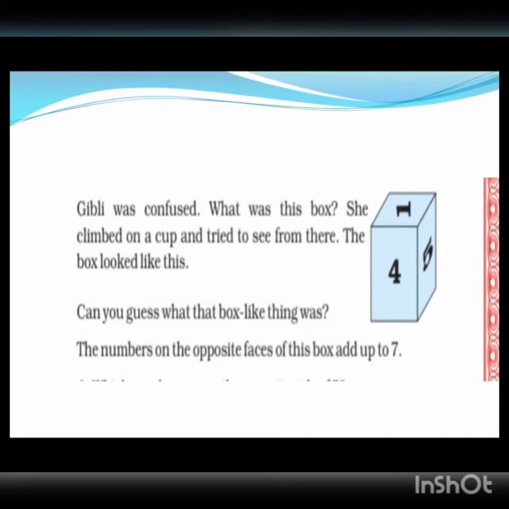Ghibli was confused. What was this box? She climbed on a cup and tried to see from there. The box looked like this. Can you guess what that box-like thing was? One hint is given. The numbers on the opposite faces of this box add up to 7. Yes, now you know the answer. It is a dice.